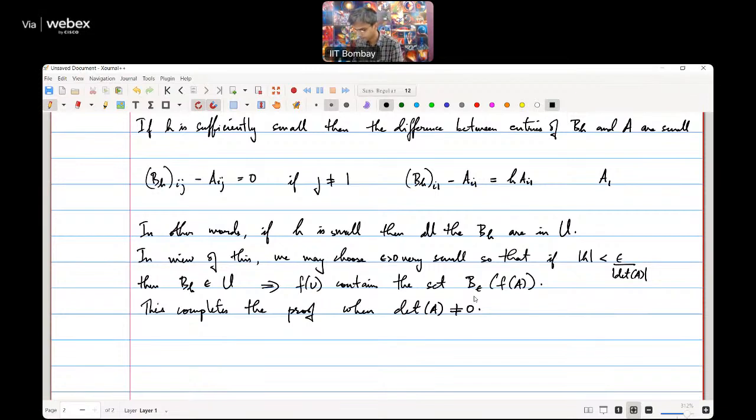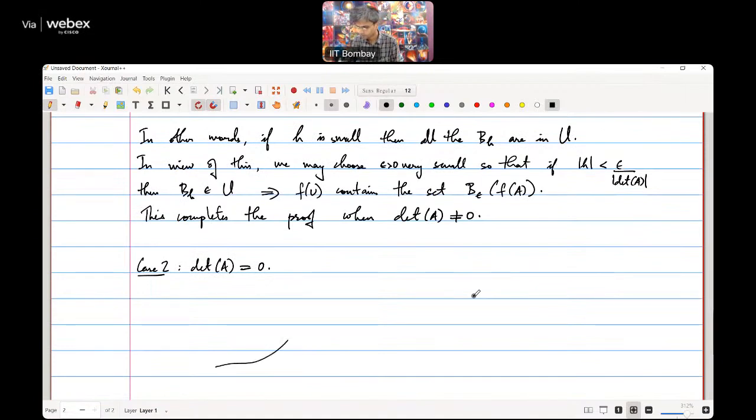So let's consider the more complicated case, that is case 2, the determinant of A is equal to 0. Here the idea is, remember that we have this open subset in which there is matrix A, right? So here the idea is that we will first replace A by a matrix A prime, which is again in this open subset.